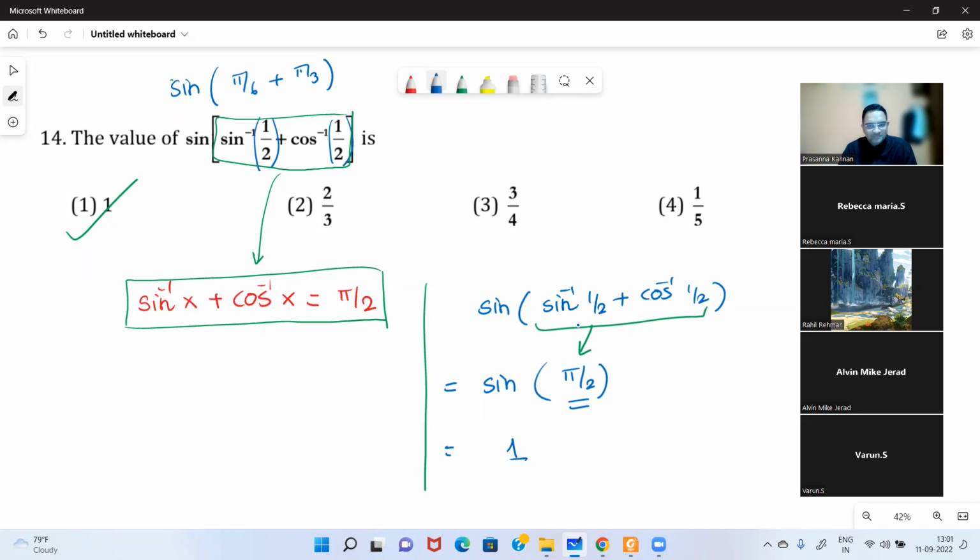Clear? Okay. But even otherwise, no need to go for that. Suppose I am giving sine inverse of 1 by 3 plus cos inverse of 1 by 3. What will be the answer? What is sine inverse of 1 by 3 plus cos inverse of 1 by 3? Yes, Alvin? Pi by 2. It doesn't matter, right? As long as it is sine inverse of some function plus cos inverse of the same function, the answer is going to be pi by 2 only. Very good.